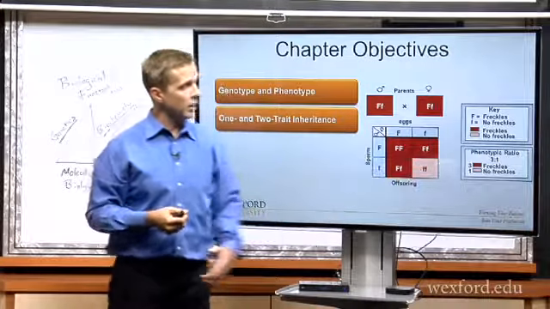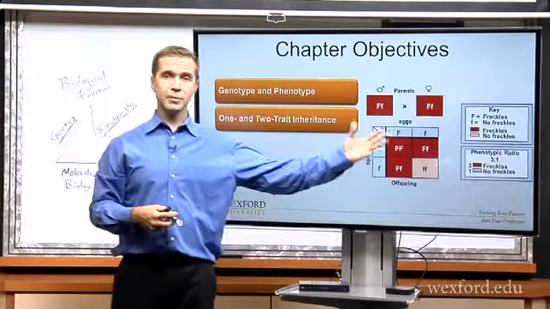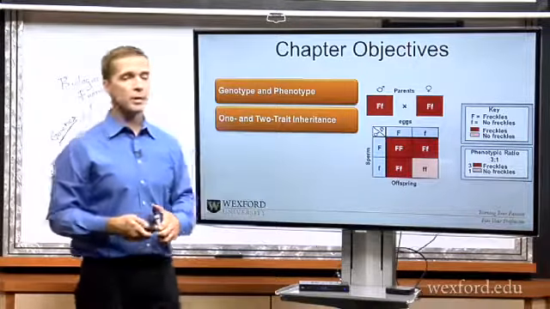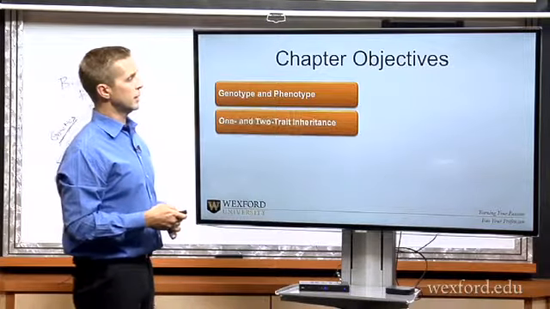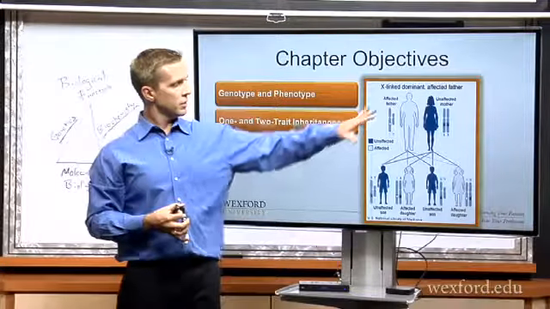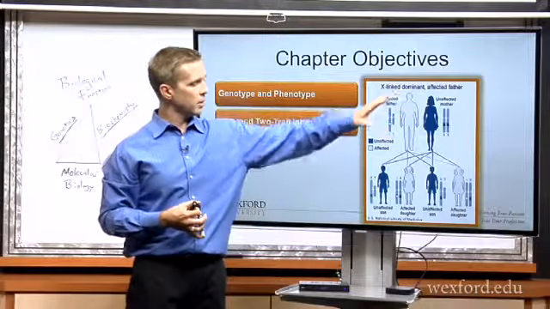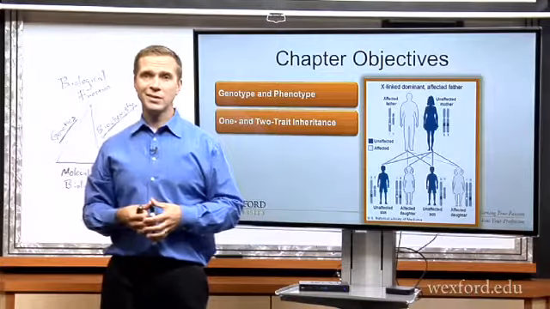And in this example right here, what is the probability of having freckles? That would be the phenotype. And then once again, we're going to see how these traits are passed from parent to offspring. So that's it. Let's go ahead and get started.